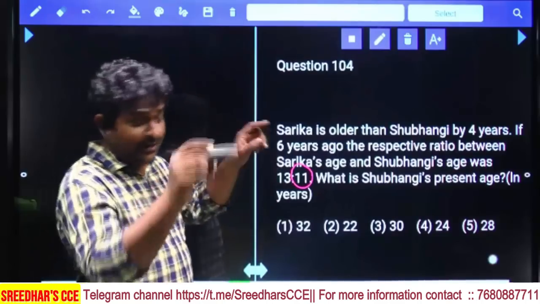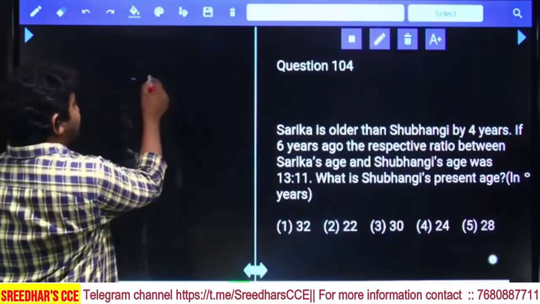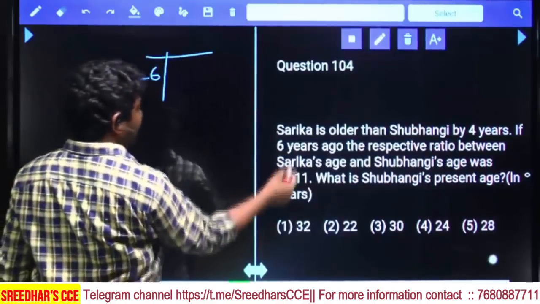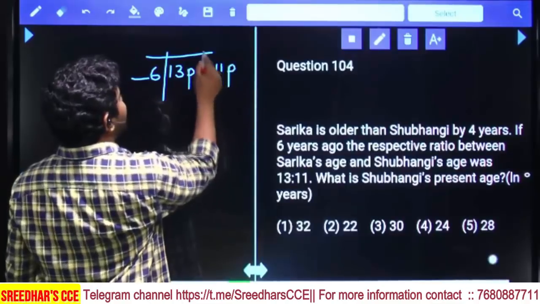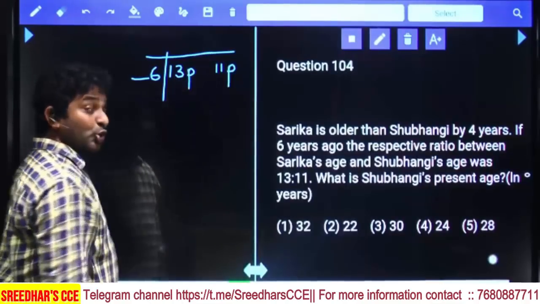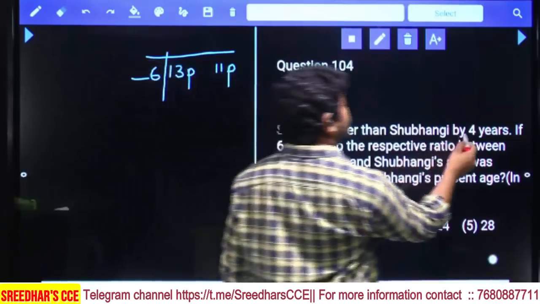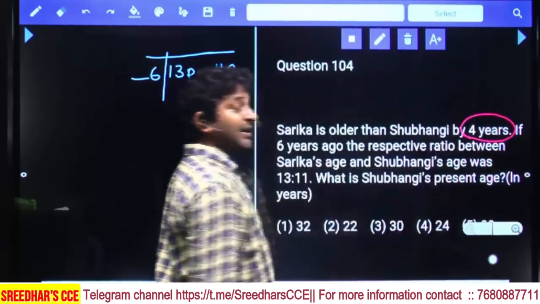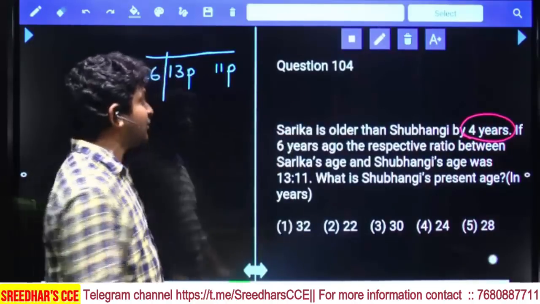Otherwise you have to use the table and need to get the answer. I'll tell you that also. 6 years back, their ages were in the ratio 13:11. That is 13 parts and then 11 parts. Difference is equal to 2 parts. And difference should be the same any time, any year. It has to be 4 years. If 2 parts is equal to 4 years, 1 part is equal to 2.